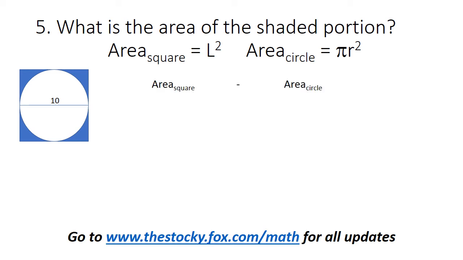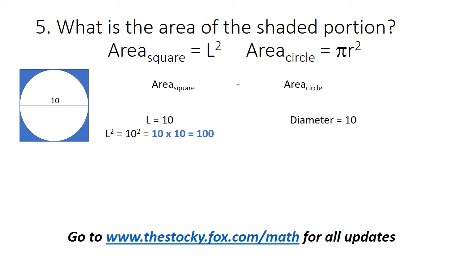All right. This is a pretty straightforward question where basically what you need to do is find the area of the square and subtract the area of the circle, and that'll give you your answer. The area of the square is pretty straightforward. You know a length is 10, so you can take 10 times itself, 10 times 10, and that gives you 100. That's the area of the square.